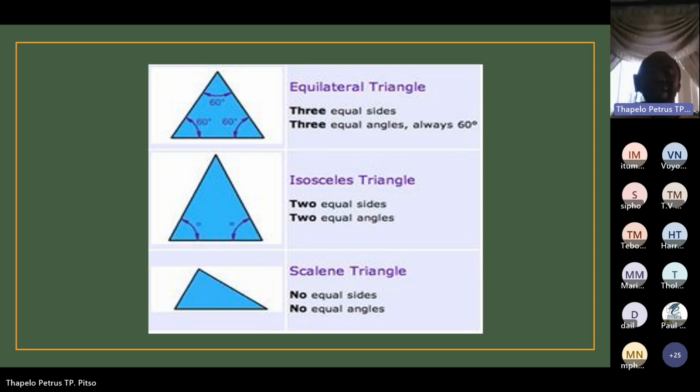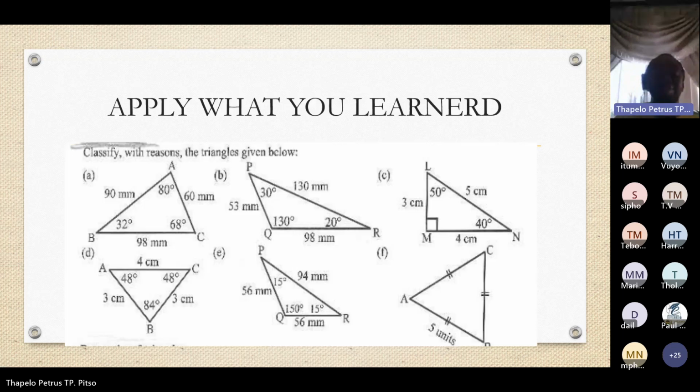Remember the properties are important in mathematics, the relationship, how they relate and define a triangle in terms of the properties of those figures. Right. Therefore, from what we've discussed, we need to classify here as an activity. Classify, of course with reasons, the triangles given below.